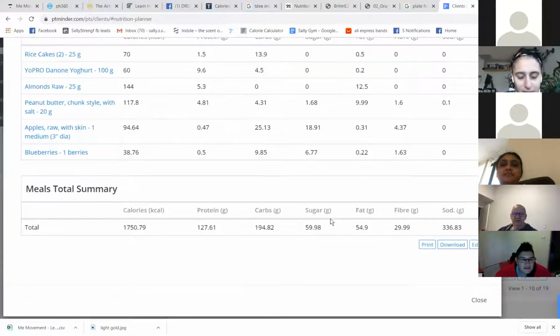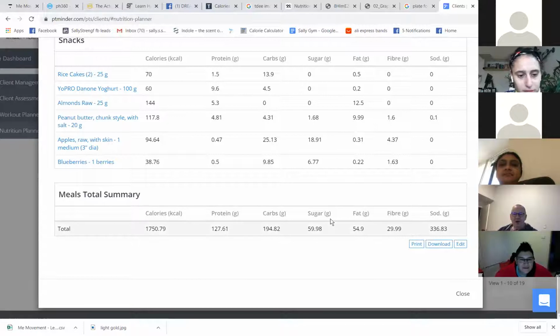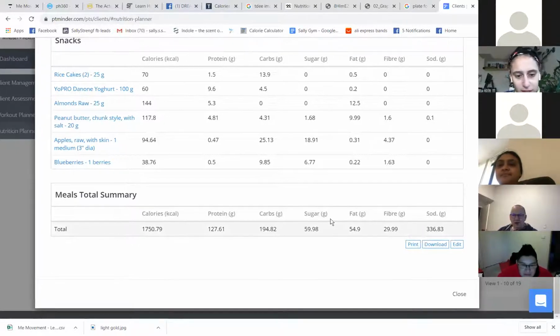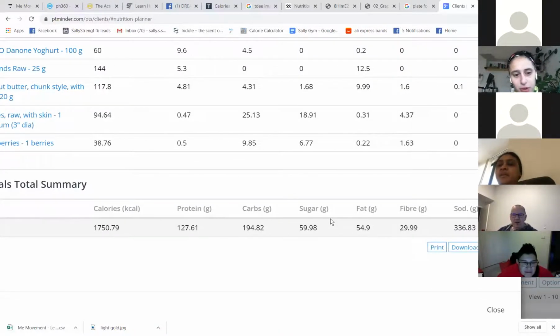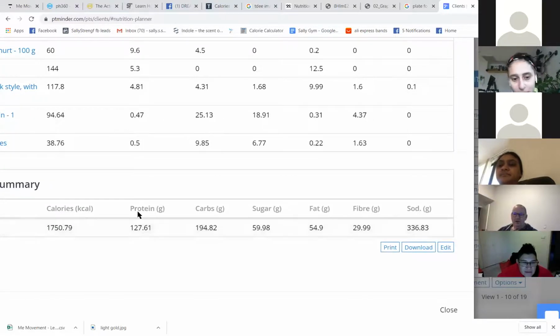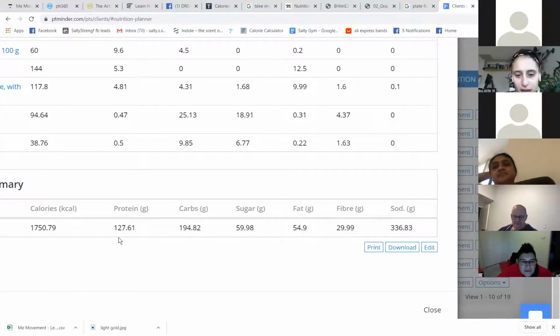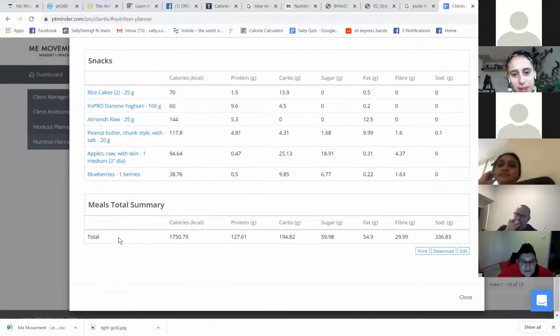If I look at the bottom, they're roughly around 1,800 calories. They're on about 127 grams of protein. But look at the carbs. Look how much carbs they're having. They're having more than protein. Why? Because our body's preferred fuel source is carbohydrates. That's what it wants. Sugars and fats. Quite high. It's not like 10%.